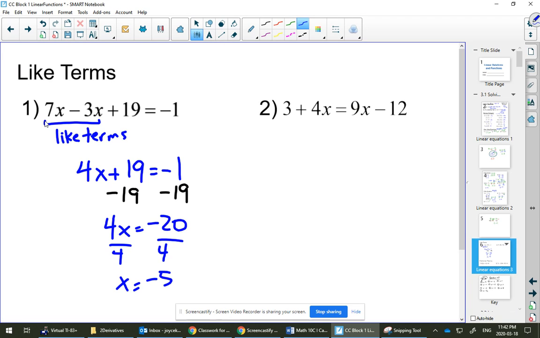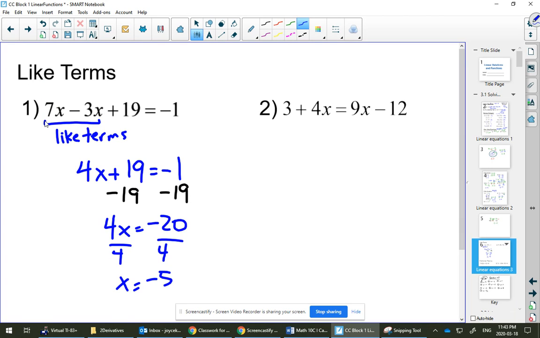I have 3 plus 4x equals 9x minus 12. When my variables are on opposite sides of the equation, I need to get them together on the same side of the equation. Again, I don't like dealing with negative variables, so I'm going to move my 4x from the left side to the right side because 9 is bigger than 4. You can do your steps together at once, or you can do them individually. I'll do them both here.